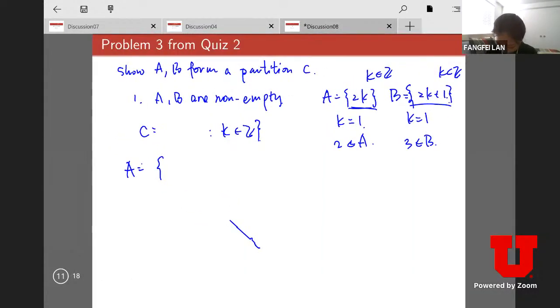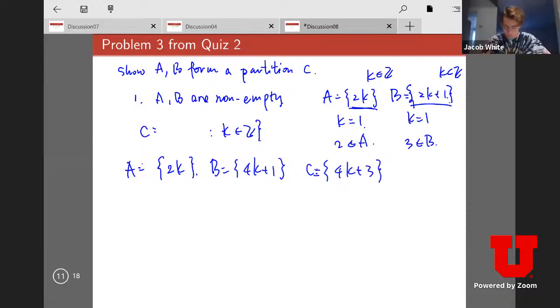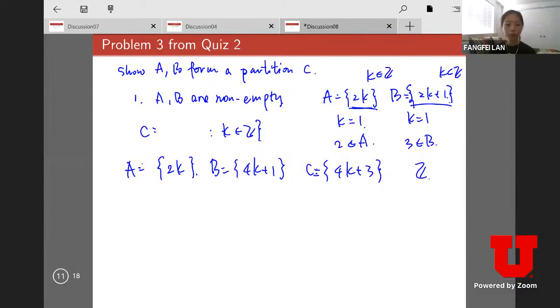So if we have something that's more like 2k, and then B is 4k plus 1, C is 4k plus 3, and then you want to show this is a partition of the integers, then what do you think? How do you show that they're disjoint? Could you plug in some arbitrary variable like x and then prove that they're unequal to each other? No, you can't do that, right? Because now you're not just showing that they're non-empty anymore. You have to show that they're a partition of Z.